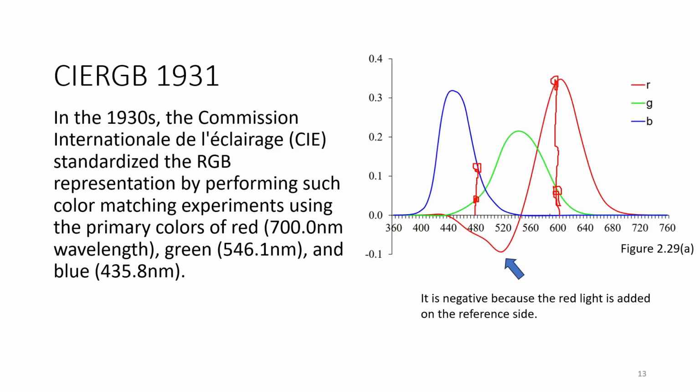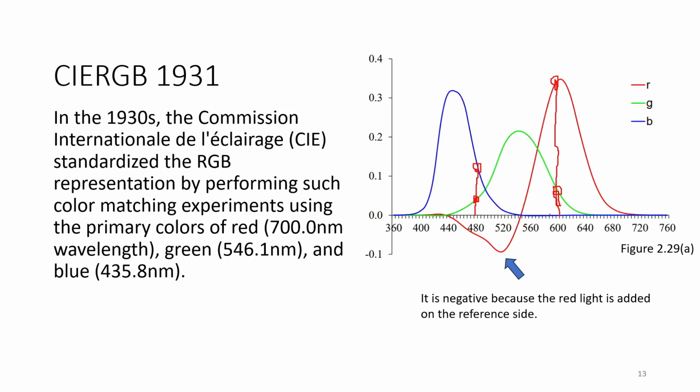Any questions? I was going to ask, so the red, green, and blue here represent the lights that the researchers chose for the experiment, which are those three shown in the other image? Yes, that's correct.